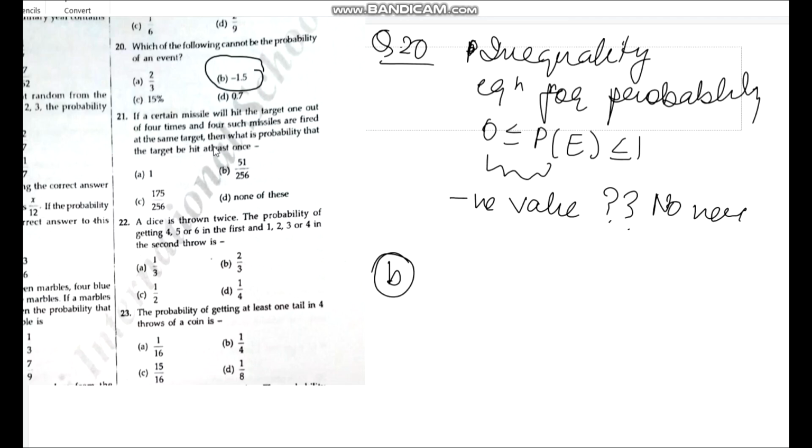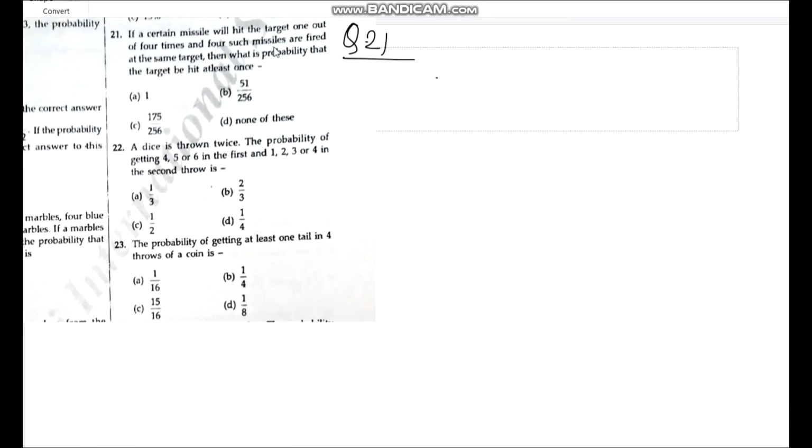Okay, question number 20. Now see question number 21. If a certain missile hits the target 1 out of 4 times and 4 such missiles are fired at the same target, then what is the probability that the target will be hit at least once? It means the target has to be hit at least once. So how can I start this question, beta?